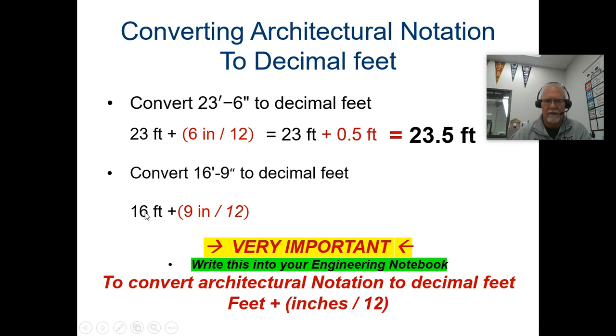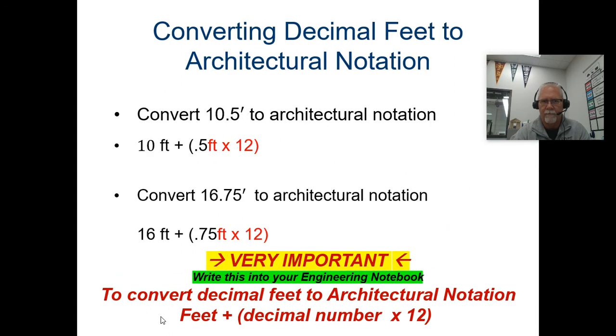In this example, 16, and we add that to the inches that we're given, in this case 9 divided by 12. Okay? So make yourself a nice big clear note in your notebook to convert architectural notation to decimal feet. We take the feet plus the inches divided by 12. And if you need to pause the video to write that down, that is a great idea. All right, let's move forward.